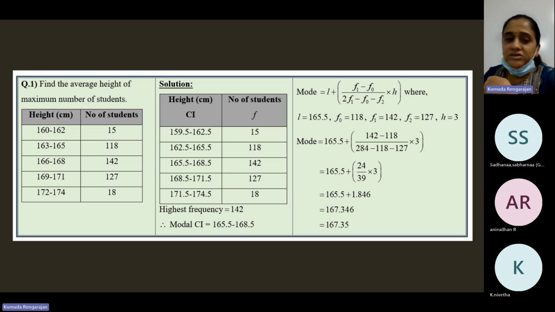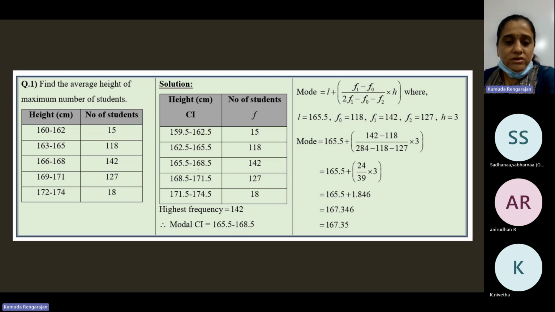So what is the procedure like? First, the class intervals are not continuous, so you need to make them continuous. That's the first step. You have 2 columns, class intervals and frequency. Then we need to identify the modal class interval. Write out the highest frequency, and the corresponding class interval is the modal class interval. Then write the formula and the values from the table: the values of L, F1, F0, F2 and H.